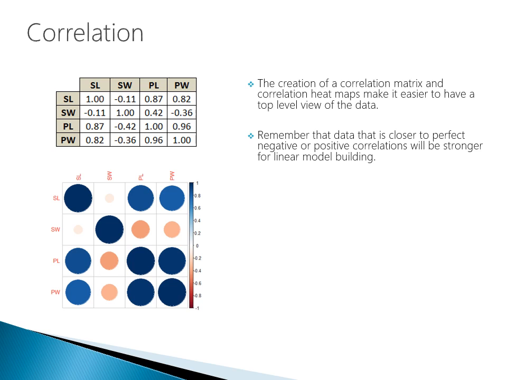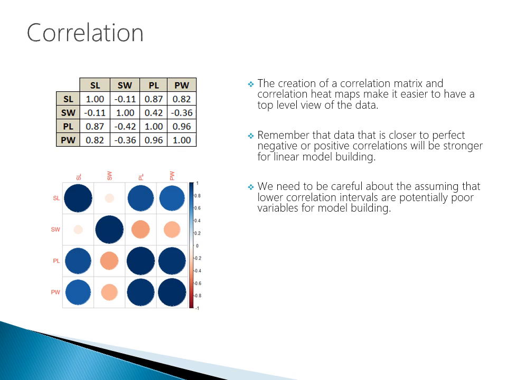Remember, when we have data that is more closely linked, closer to the 1 or to the negative 1, they're going to be better for our model building. So these variables are going to help us in explaining the phenomenon that we're modeling. We need to be careful about assuming that lower correlation intervals are potentially poor variables for model building. And this is an important concept for us to understand as data scientists.